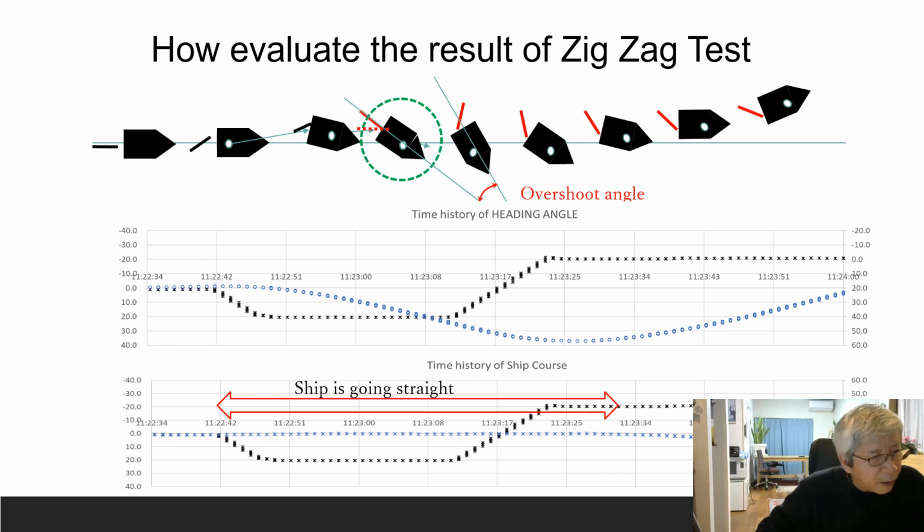Only the heading angle of the vessel is changing. So this makes the captain or crews feel that the vessel is turning. So this is a misunderstanding. They're not turning. This is just going straight. The ship itself, the center of effort, the center of gravity, is just keeping the same line like this.